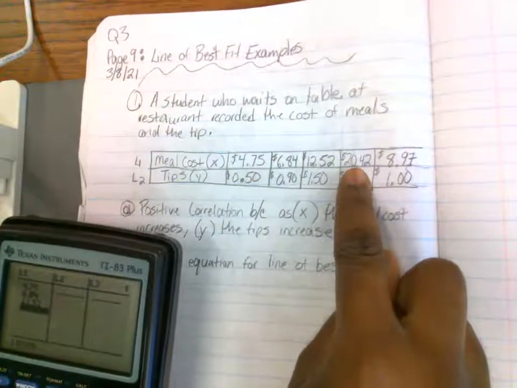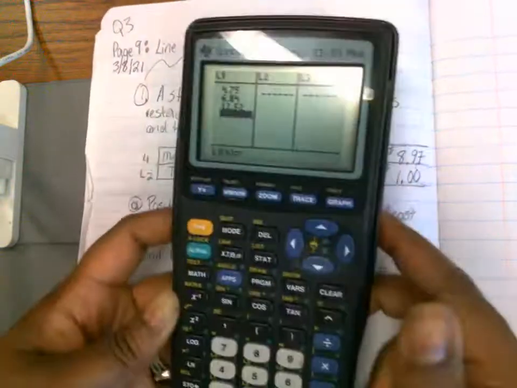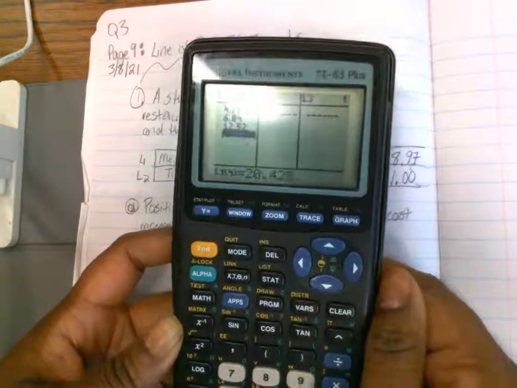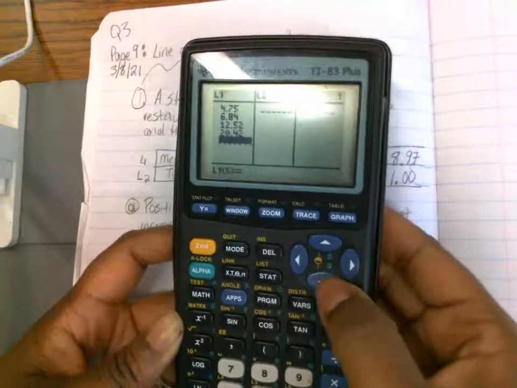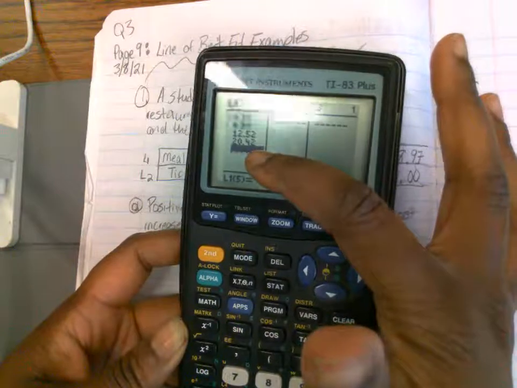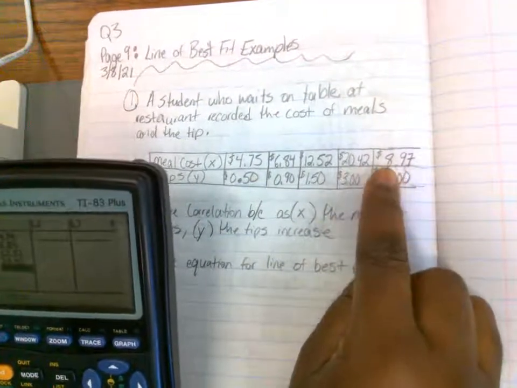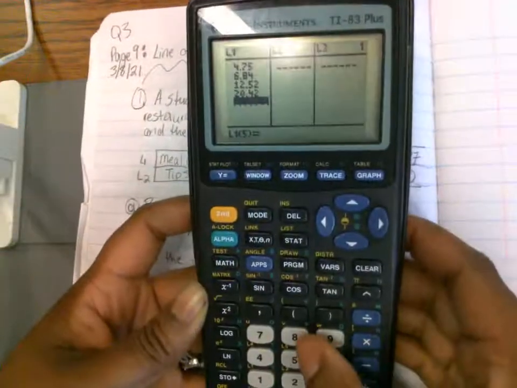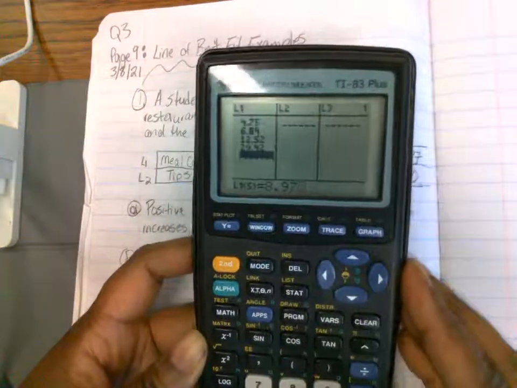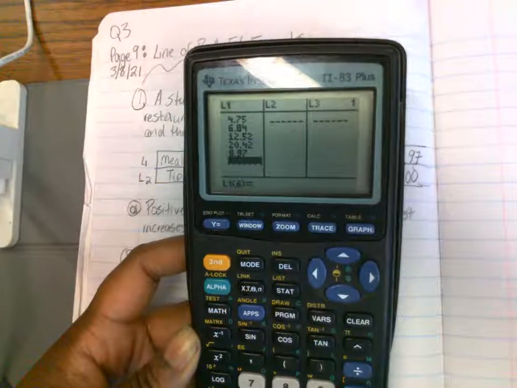And the next X value or the next meal cost is $20.42. Press the enter button or press the down button to go to the next line, so you can write your next X value. And your last X value is $8.97. So we got $8.97. Press enter or press the down arrow to go to the next line.